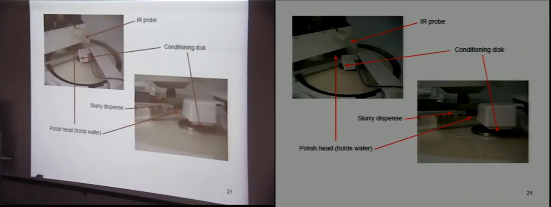Because the slurry can get stuck within the pores of the pad, and then the structure of the pad can continue to change. So if you have the conditioning disc which always makes sure that the pad is consistently the same, you can control the polishing process. Okay.